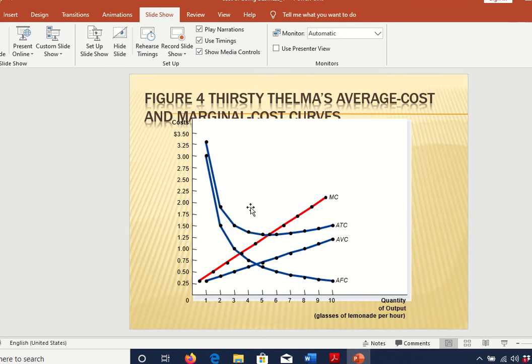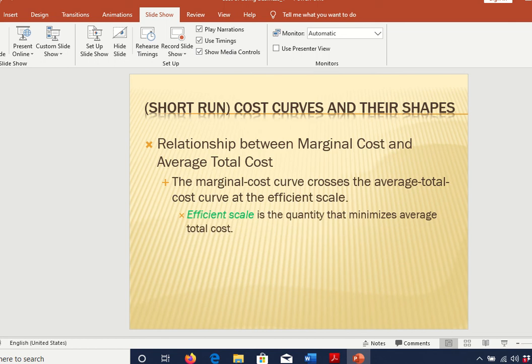When you look at it one more time, every time the marginal cost crosses over the average total cost, that cross there is the minimum average total cost. So the marginal cost curve crosses the average total cost at the efficient scale. Once again, the efficient scale is a quantity that minimizes average total cost.